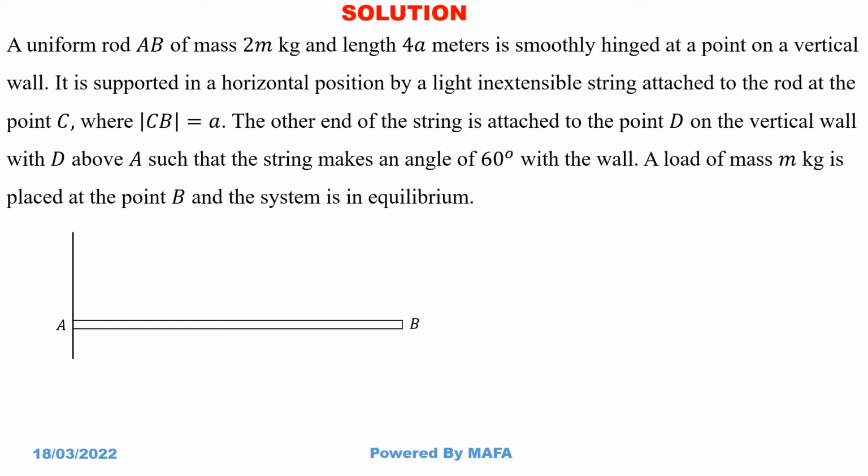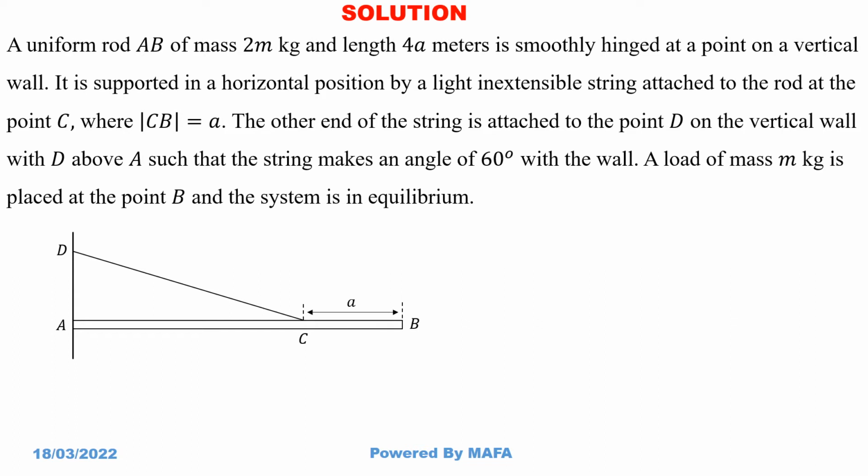Now, it is supported in a horizontal position by a light inextensible string that is attached to the rod at the point C, where the distance from B to C is a meters. Now, the other end of the string is attached to the point D on the vertical wall. That's the point D which has been indicated, where D is above A. So perfectly, we have seen that this is how the diagram is supposed to look.